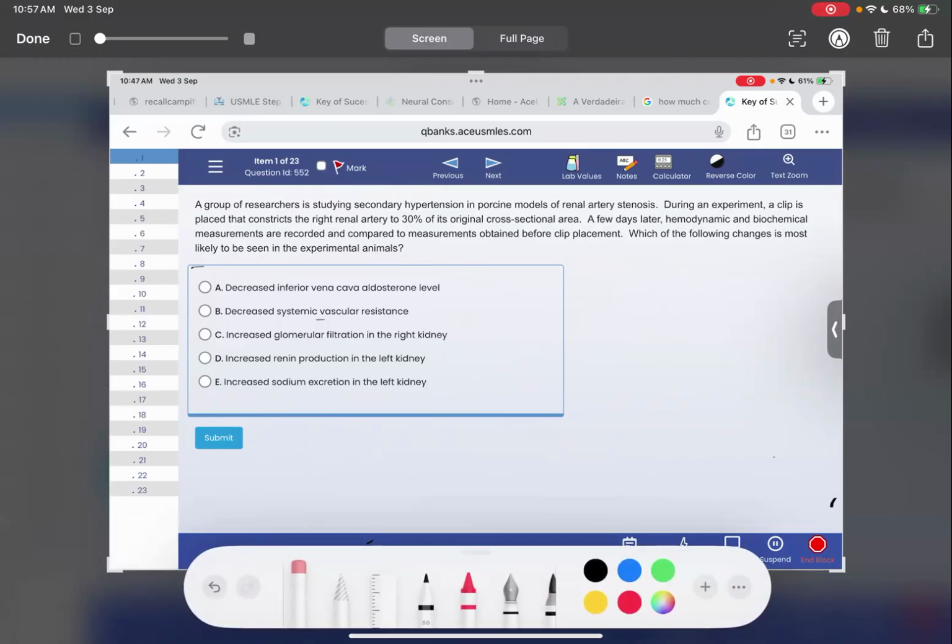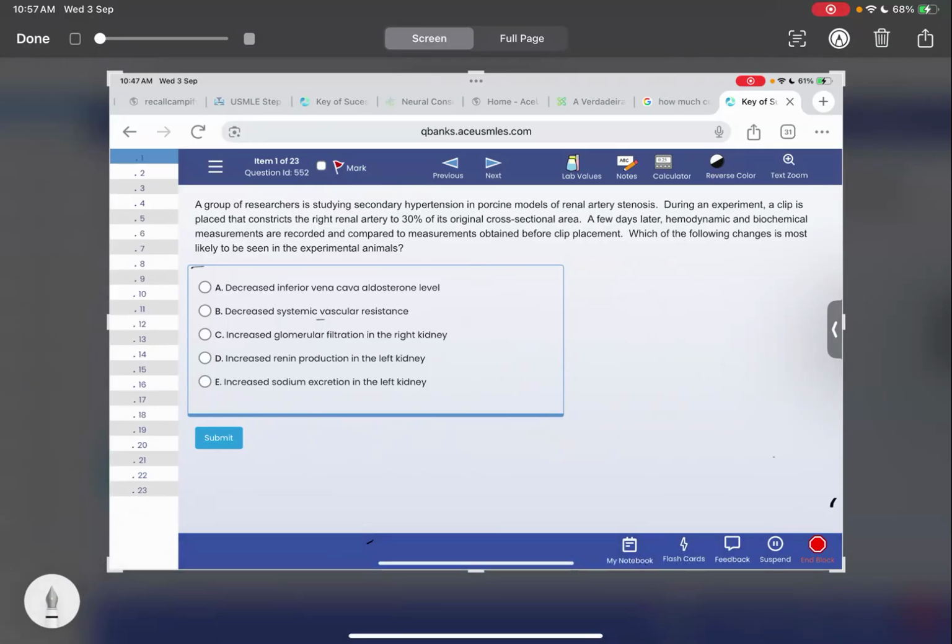So I'm going to talk about two, three important points about renal artery stenosis. It is the most common cause of secondary hypertension in adults. Okay, this is the high yield point. Got this, everyone? Yes, sir.